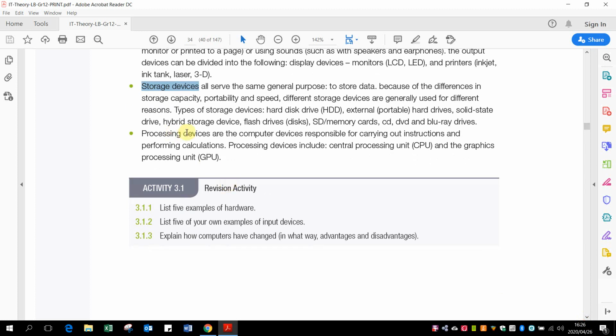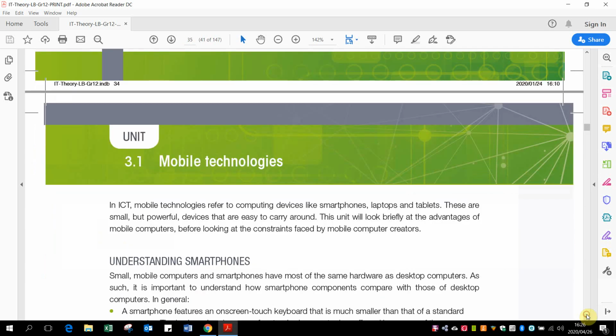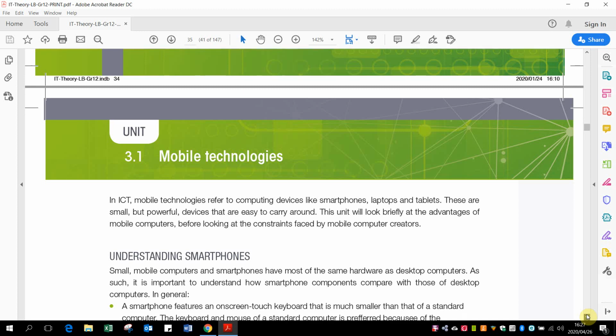Then we've got our storage devices, our hard drives, flash drives, memory cards, and so forth. And our last one is our processing devices. So that would be our CPU, GPU, and so forth. That's sort of revision of grade 10 components or subcategories of hardware.